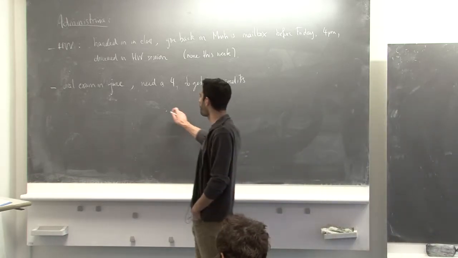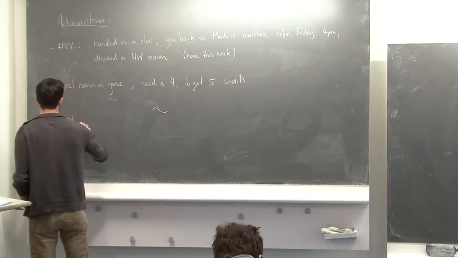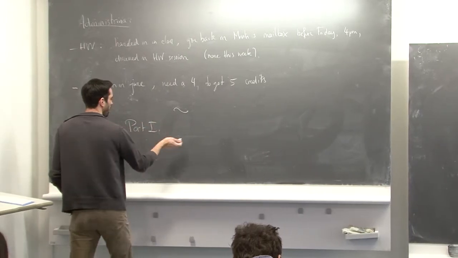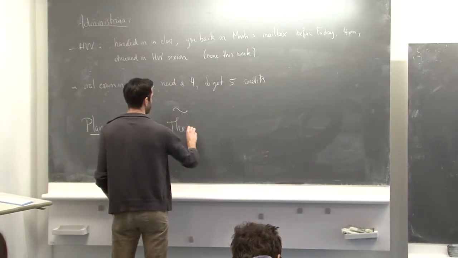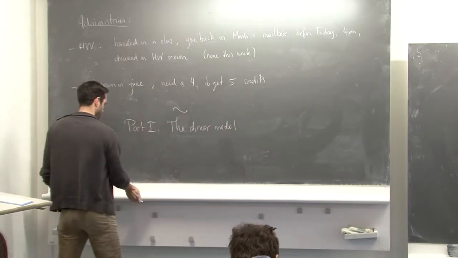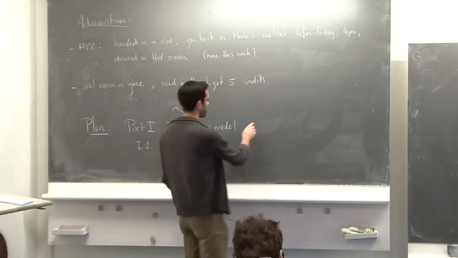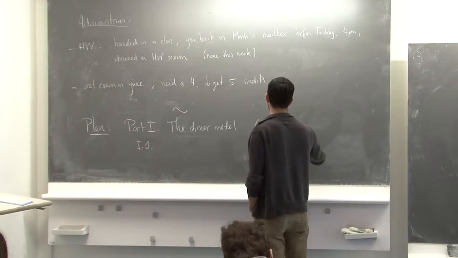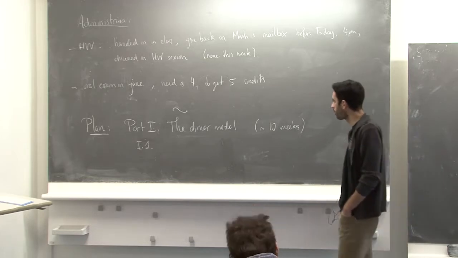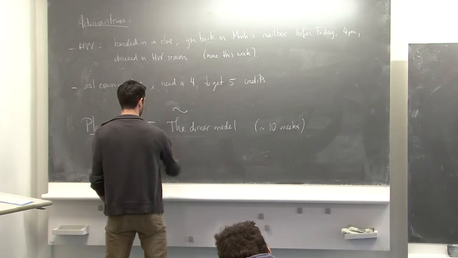Maybe I can give you now a rough plan of the class. There's going to be 2 parts. Part 1 is going to be about the Dimer model, and I will be a little bit more precise. This will last around 10 weeks, so most of the course is going to be about the Dimer model. First part is going to be about perfect matchings.